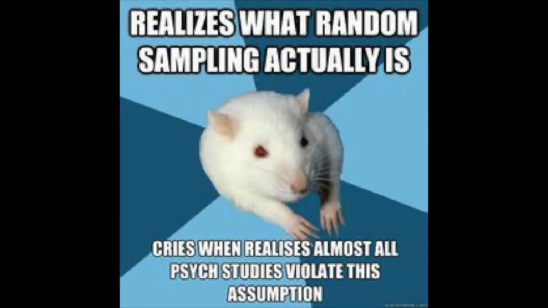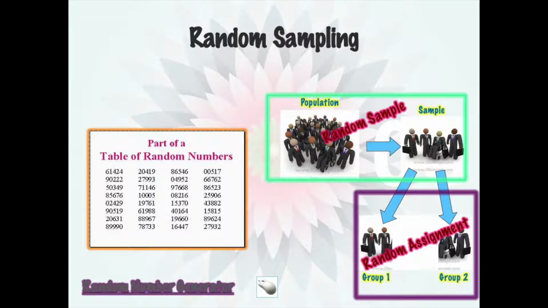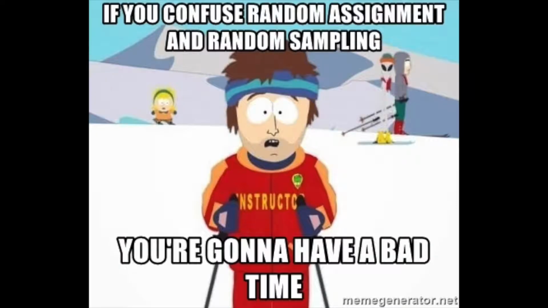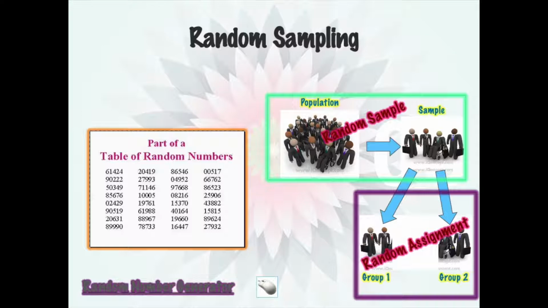So again, true random sampling is rarely used in social science experiments, but what is almost always used in experiments is random assignment. A lot of students get random sampling and random assignment confused. So to be clear, random sampling is when we randomly select people from a population. Then we have our sample. They show up on the day of our research. They're at the door of the lab. And then we have to either put them in the control group or the experimental group. So we either assign them to group 1 or we assign them to group 2.